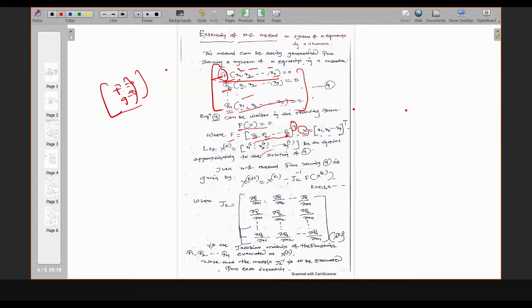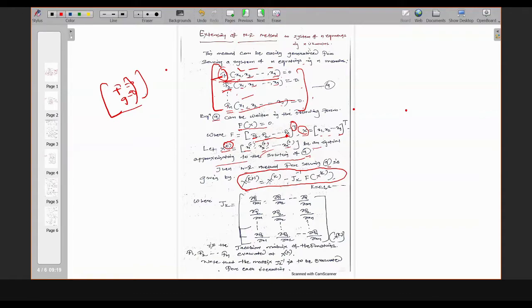Now, as you know, to start Newton's Raphson's method you require an initial approximation, which I had written in vector form as x with subscript 0, meaning the initial approximation: x1 naught, x2 naught, and xn naught. So let this be an initial approximation to the solution of equation 9. Then Newton's Raphson's method for solving equation 9 is given by this expression.